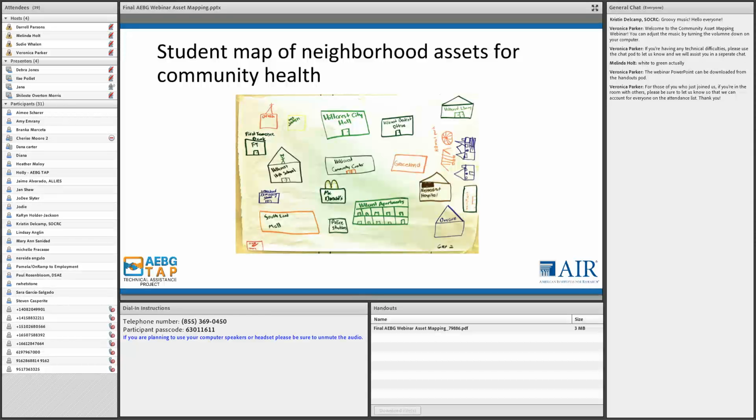Each element on the map comes with a reason, a story. Mapping assets together as a community involves sharing stories, and that almost always leads to an expanded sense of appreciation for the area. And now I'm going to turn it over to Deborah.